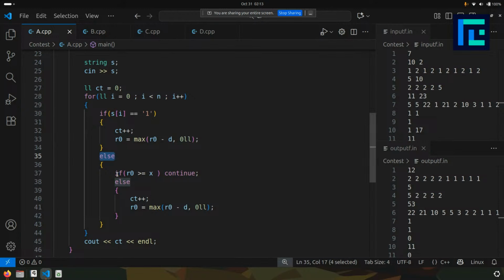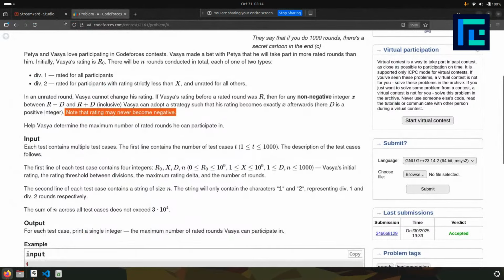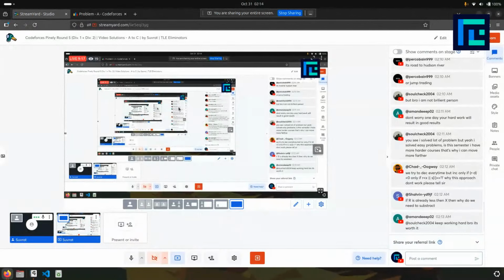Else if it is a div 2, if our rating is greater than or equal to x, we will have to continue. Else we can again do the same and count plus plus. And in the end, we can just output count. So that was the solution for problem A. If you guys have any doubts, you can ask.